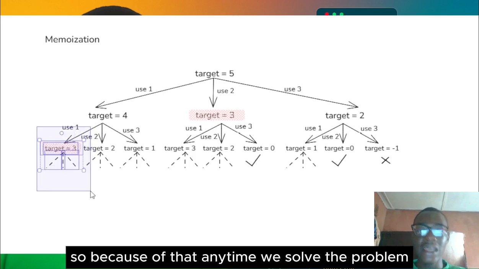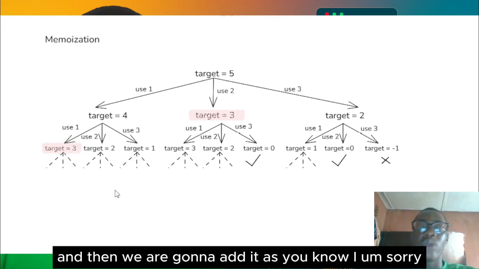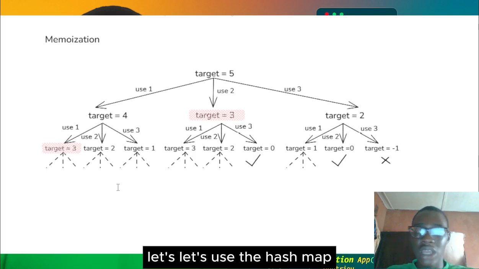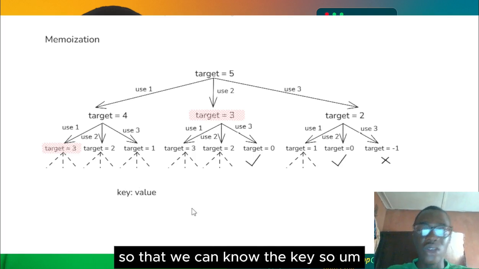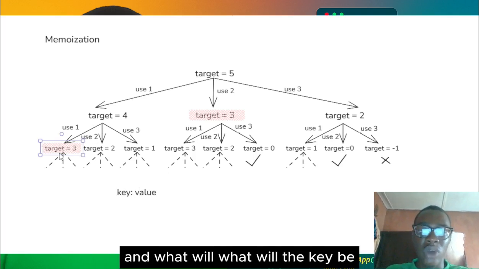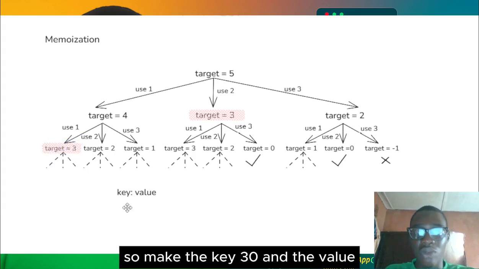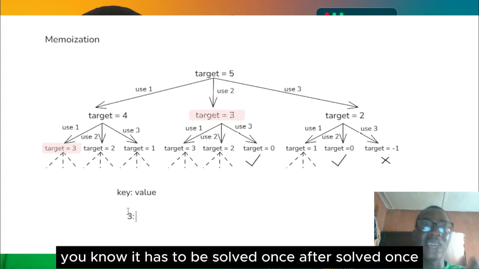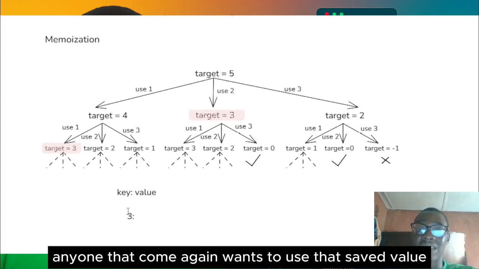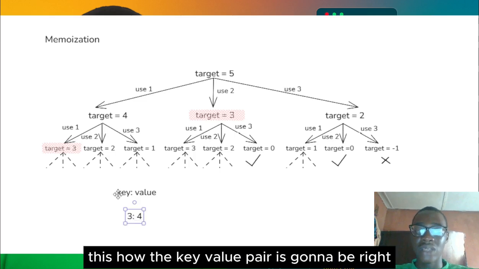So because of that, anytime we've solved a problem, what are we going to do? Add it to a hash set, right? And then let's use a hash map, so that it will be a key-value pair, right? So what will the key be? The key will be the target. At this point, for this one, the target is 3, so we make the key 3, and the value will be the already solved result. It has to be solved once. After it is solved once, anyone that comes again wants to use that saved value. So let's say that the value is 4, right? So this is how the key-value pair is going to be.